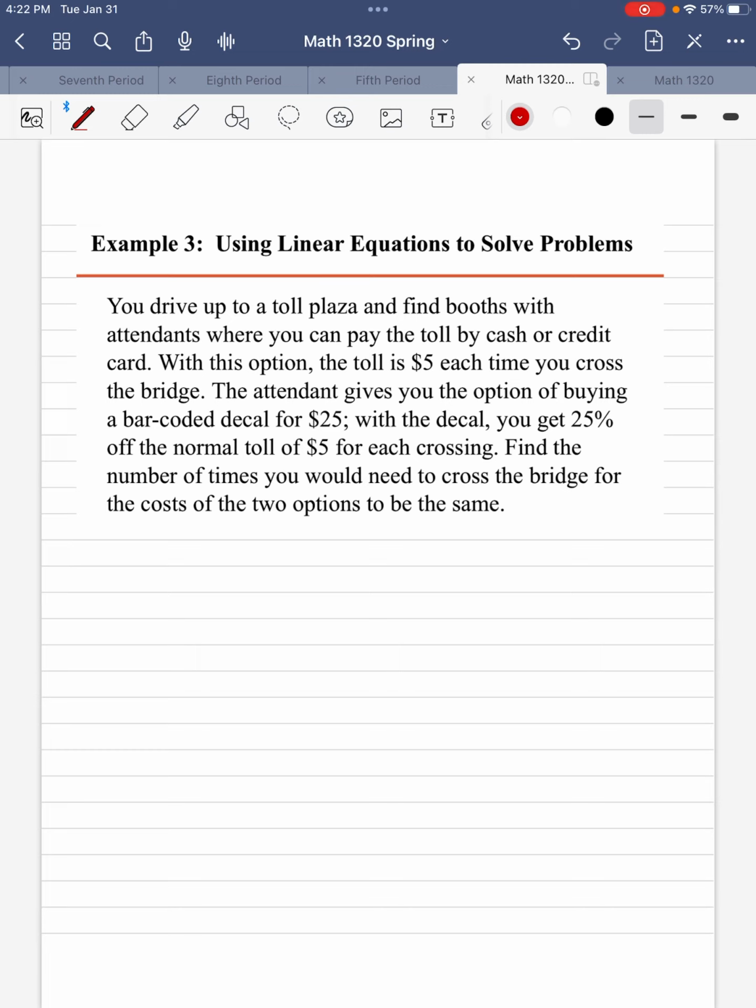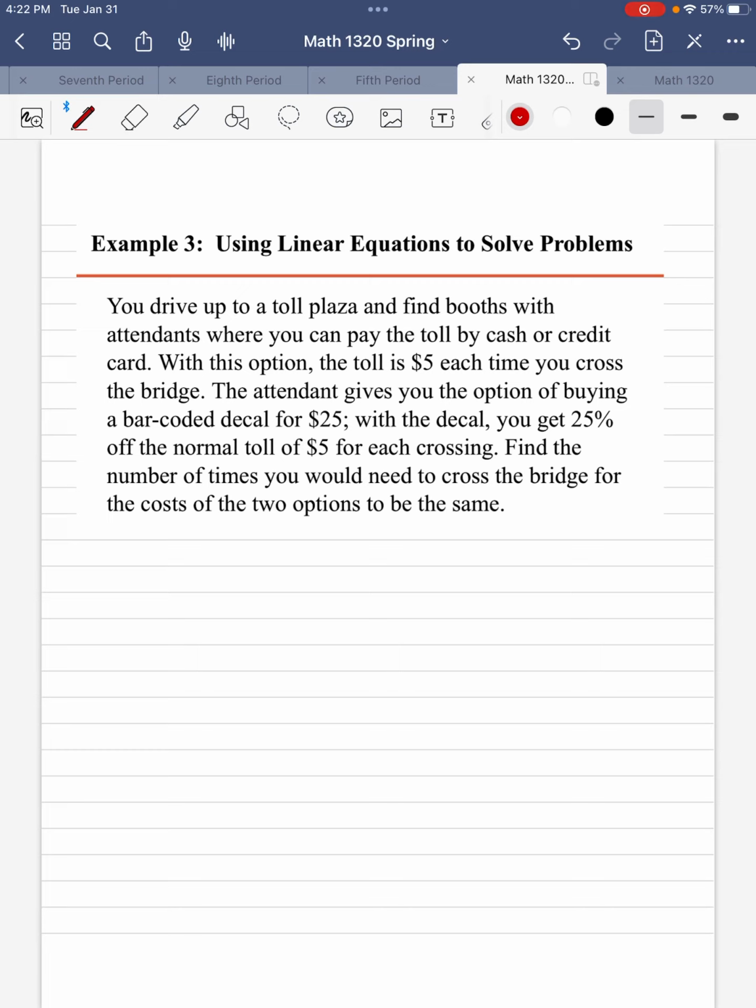Find the number of times you would need to cross the bridge for the cost of the two options to be the same. So it was kind of like a toll tag, basically. Every time you cross the bridge, it's $5. But if you get the toll tag, the plan, then you save 25%. So they want to know how many times you have to cross to get your money's worth, basically, to make them equal.